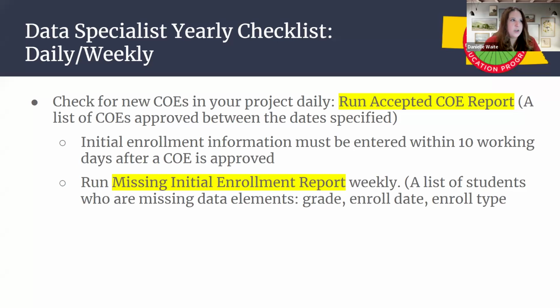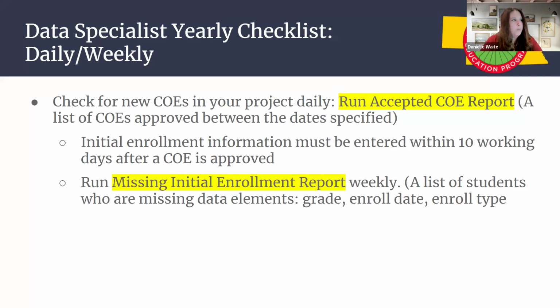Check for new COEs in your project daily. We have what's called an accepted COE report, and this report will generate a list of COEs between the dates that you specify. So I always recommend overlapping just in case we miss. Those of you that use MIS 2000, and if you're using the app, you know, you have to upload and things like that. So I always recommend maybe a 3-day overlap on the dates, even if you've checked a specific date before. You might go back just so you don't miss anybody.